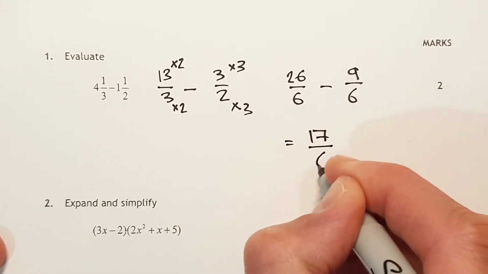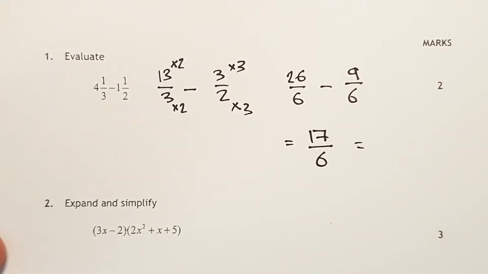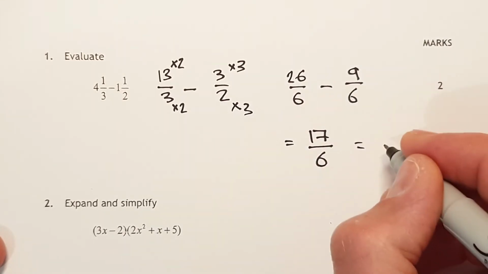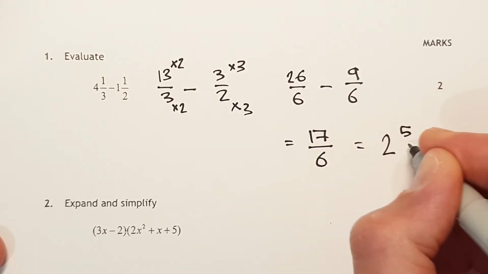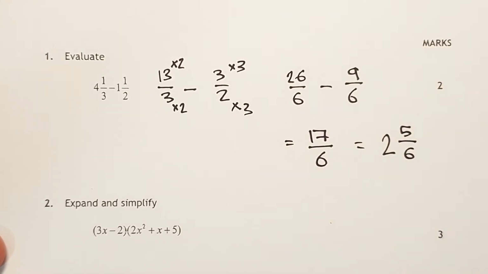6. So you can either leave your answer as that, or you can say that 6 goes into 17 twice, because that makes 12, and you've got 5 left over, so it'd be 2 wholes and 5/6.